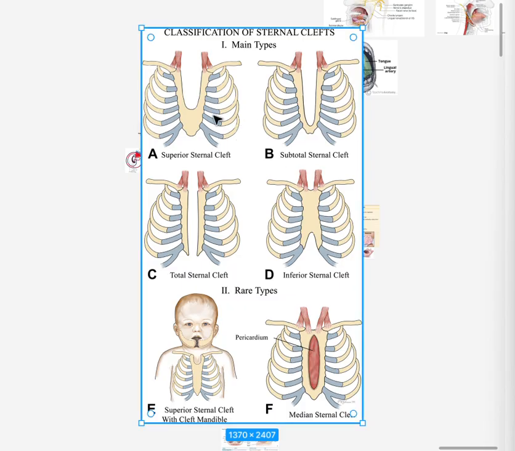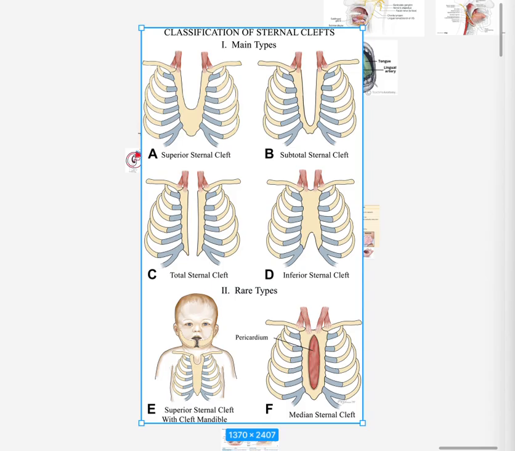Now you have different types of these. So you have a complete sternal cleft where the entire sternum fails to fuse, and then you may have a superior cleft or an inferior cleft. So this is an inferior cleft, and this is a superior cleft, right? So you have a failure of fusion inferiorly here, and you have failure of fusion superiorly here.